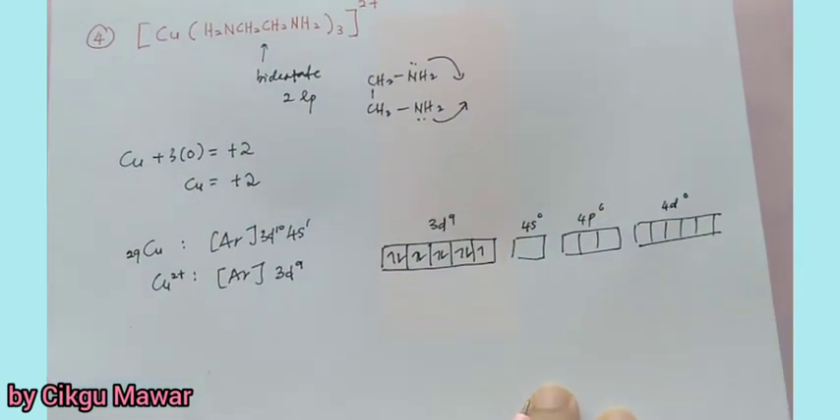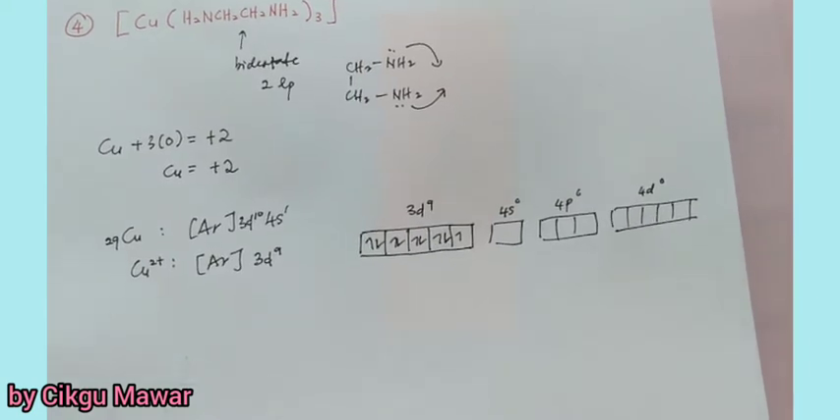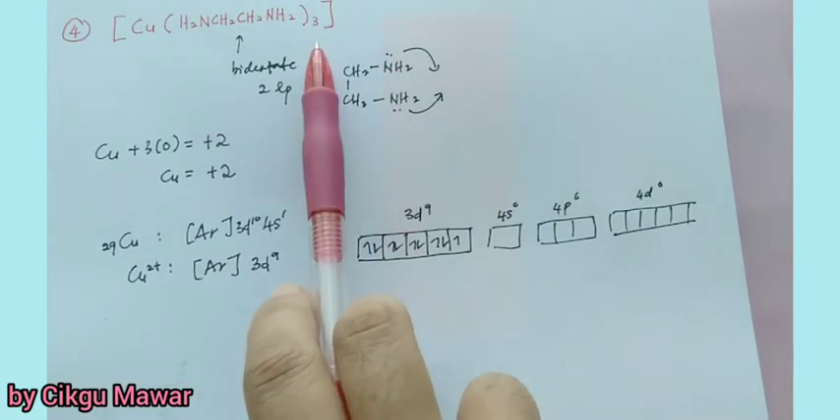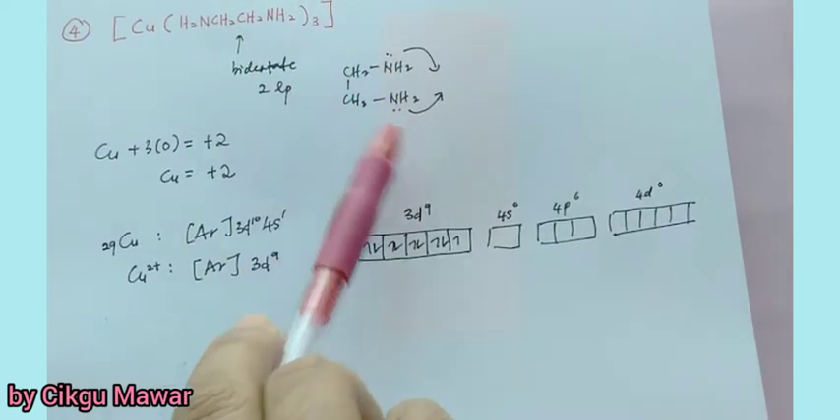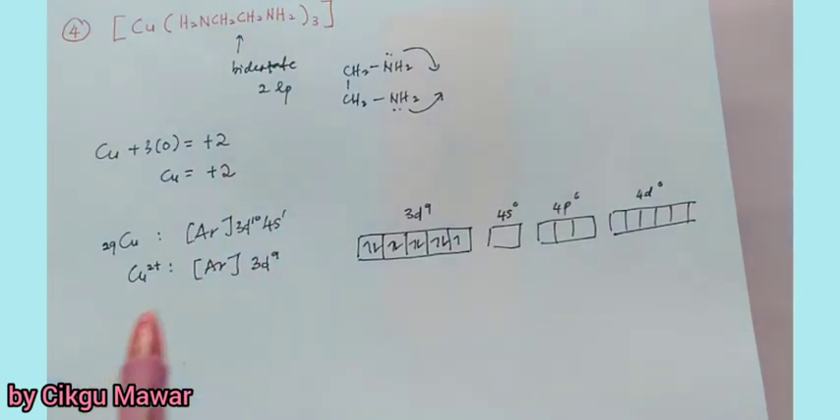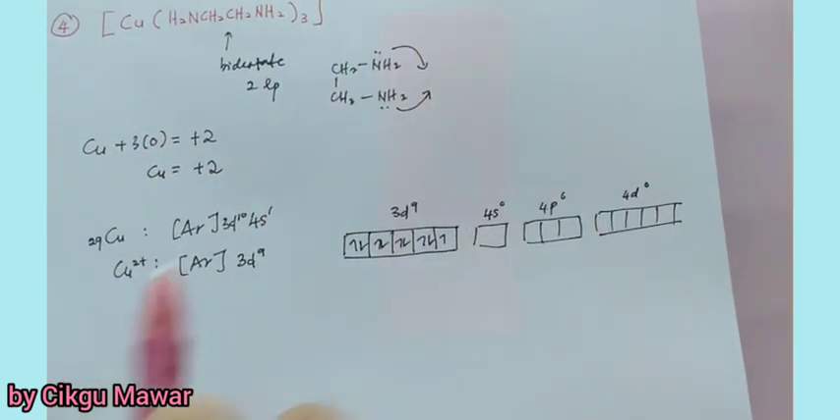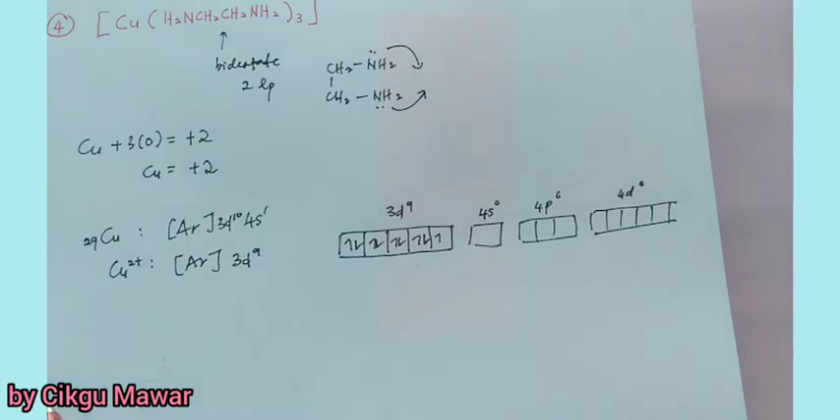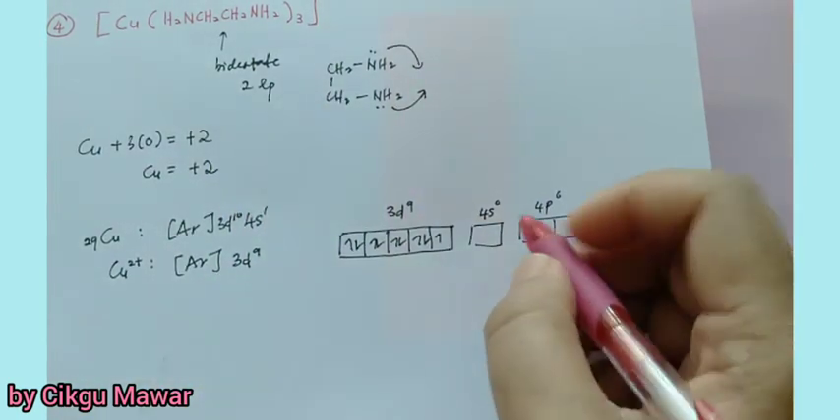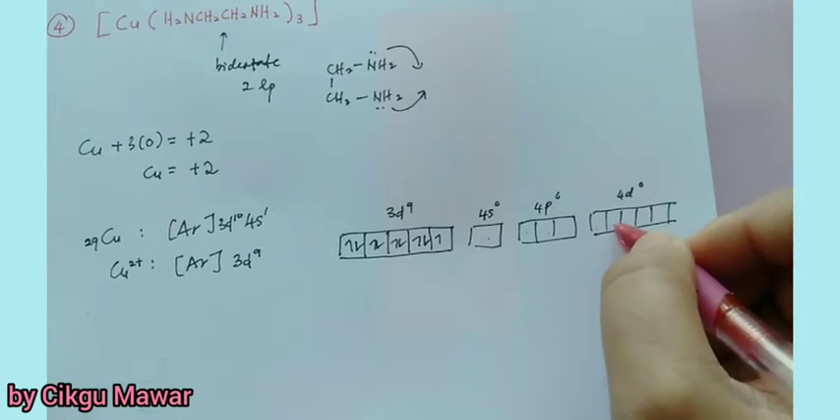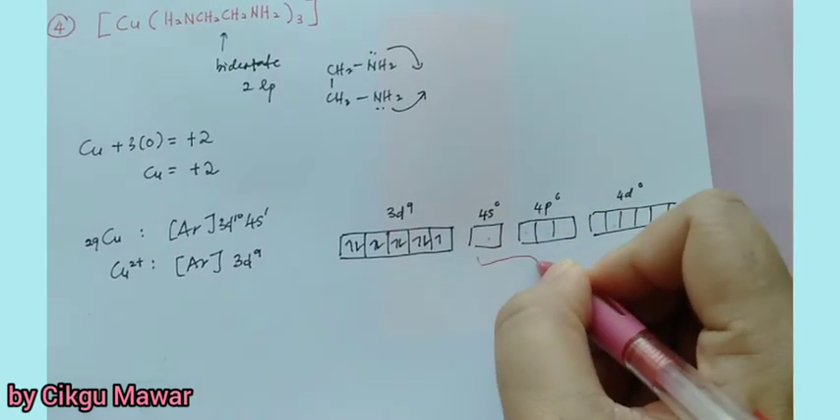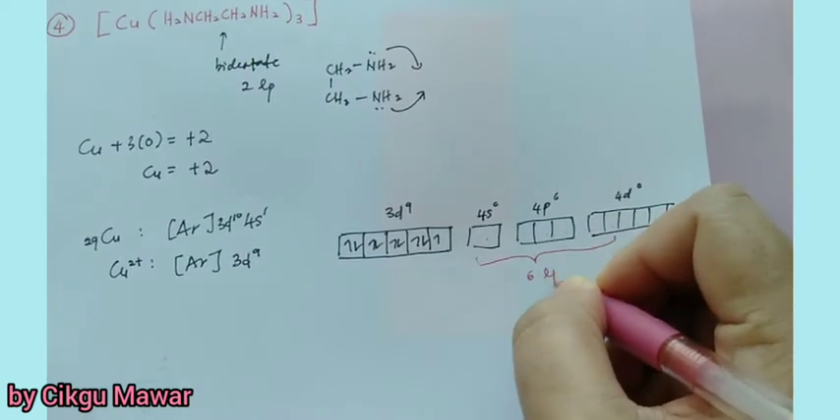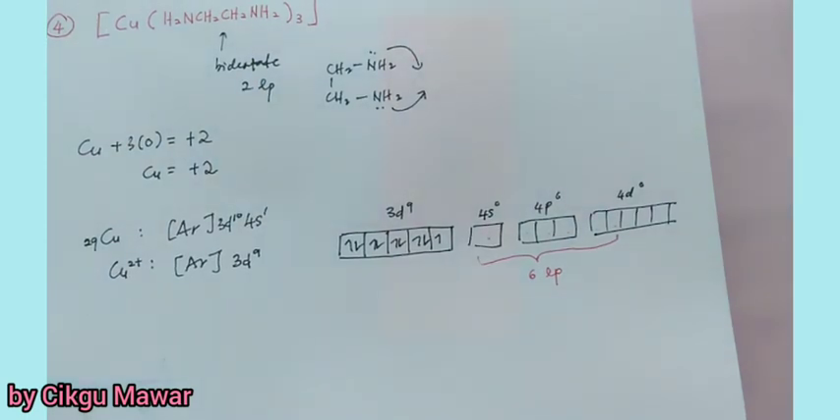So now, if you can see, for the bidentate ligand, it has 3 bidentate ligands, so it represents 3 times 2, so it has 6 lone pairs. So it means that the central metal must prepare 6 empty orbitals in order to accept the lone pairs from the ligand. So now we have 1, 2, 3, 4, 5, 6. So these empty orbitals will accommodate 6 lone pairs from ethylene diamine.